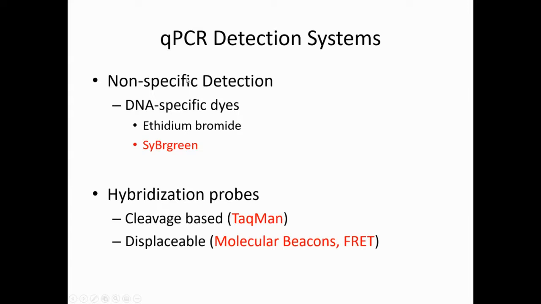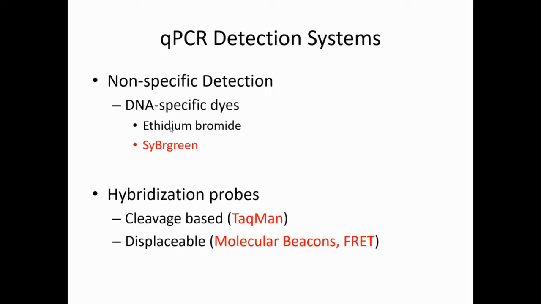Non-specific detection means the dye you use can bind DNA non-specifically, like ethidium bromide and SYBR Green. These 2 dyes bind DNA non-specifically. They measure the amount of DNA because ethidium bromide binds double-stranded DNA. As we learned, at the end of every cycle you have double helix DNA. At cycle 0, you have 1 double helix DNA. At 1 cycle, you have 2 double helix DNA.